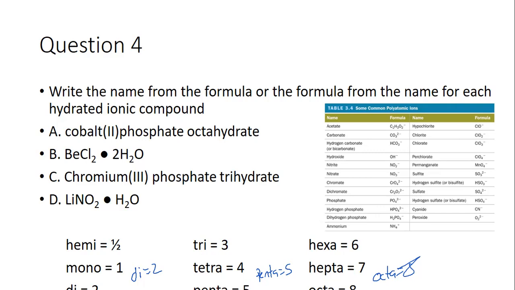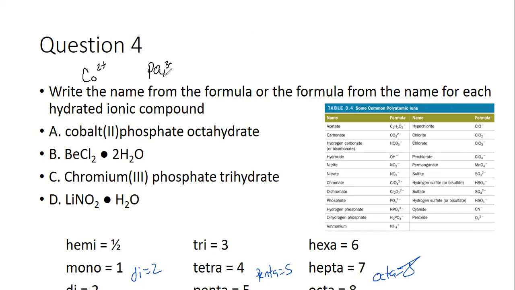All right, since we're a little behind, I'm going to cut down the time a little bit and just go into the answers here. So the first thing we have is cobalt(II) phosphate. So we go to our periodic table and we see that the element cobalt has the symbol Co. And we're saying it's plus two because that's what the Roman numeral two means. It's with a phosphate, PO4 3-.